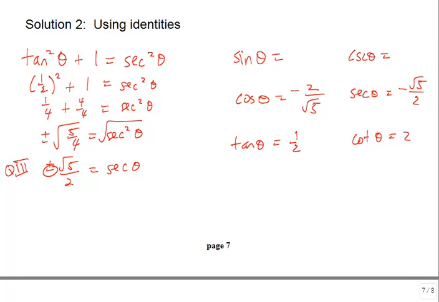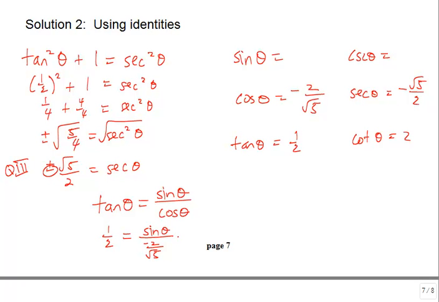Now once we know what secant and cosine are, how are we going to figure out sine and cosecant? Well, there's a couple ways to do that. One option is to use that reciprocal identity that says tangent of theta is by definition sine over cosine. So what I'm going to do is substitute in 1/2 for the tangent. I don't know what sine is yet, but we just figured out that cosine is -2 over root 5. So how could I solve this equation for sine of theta?